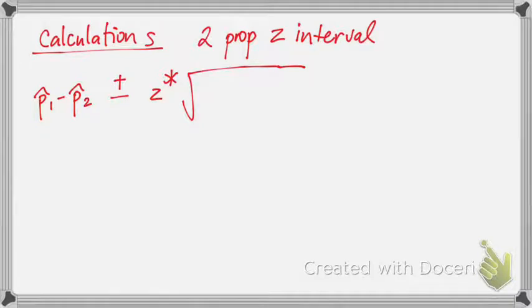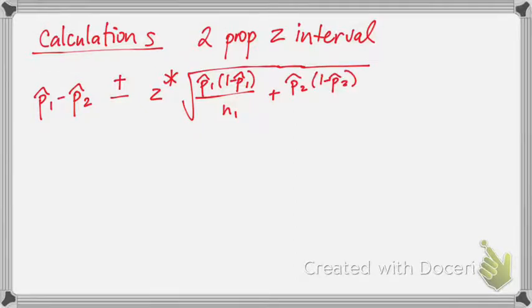So I'm going to add the standard deviations together. So p hat 1 times 1 minus p hat 1 over n1 plus p hat 2 times 1 minus p hat 2 over n2. Is that on the formula sheet? No. I mean, it's in words. I used the chart.